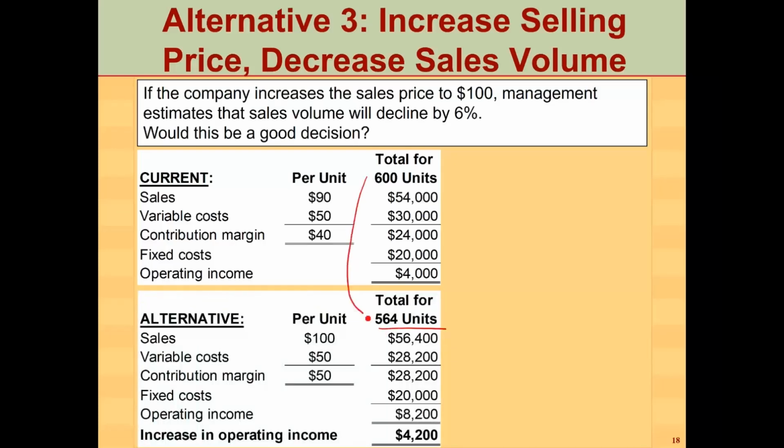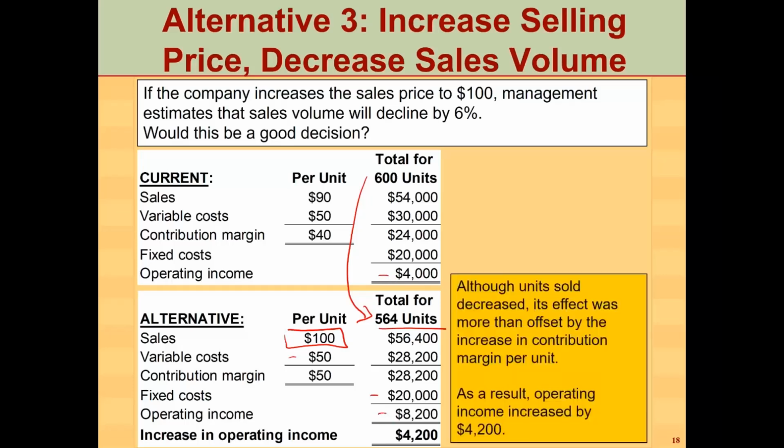That is a 6% decline in units from the 600. My sales is greater, 100 per unit. Fixed cost stays the same, variable cost stays the same. Are we better or are we worse off? We're actually better. So we went from 4,000 of profit to 8,200 of profit. 4,200 is our increase right there. As a result, you would want to do this initiative.